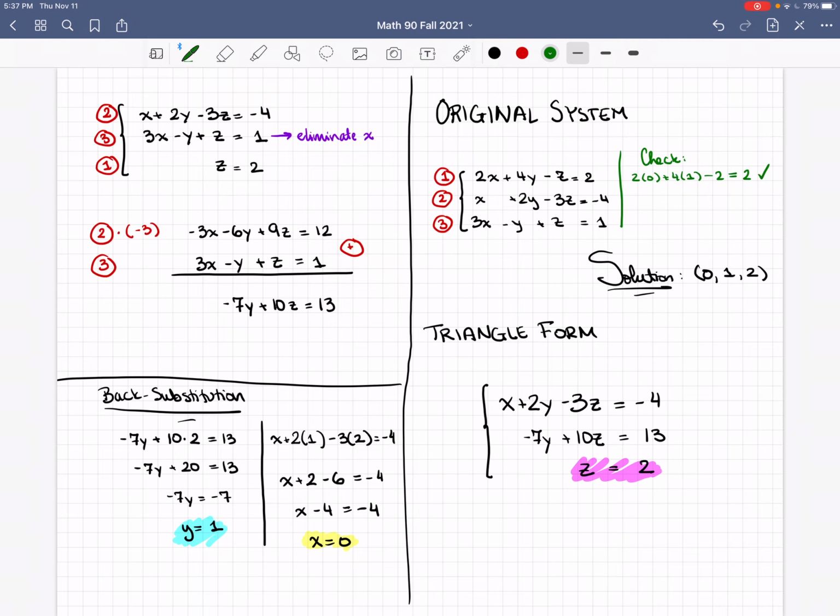Next equation, 0 plus 2 times 1 minus 3 times 2. That should be negative 4, and it is. 2 times 1 is 2, minus 6 is negative 4. Check. And we still have to check that last one. 3 times 0 minus 1 plus 2. That should be 1, and it is. 3 times 0 is 0, minus 1 is negative 1, plus 2 is 1.